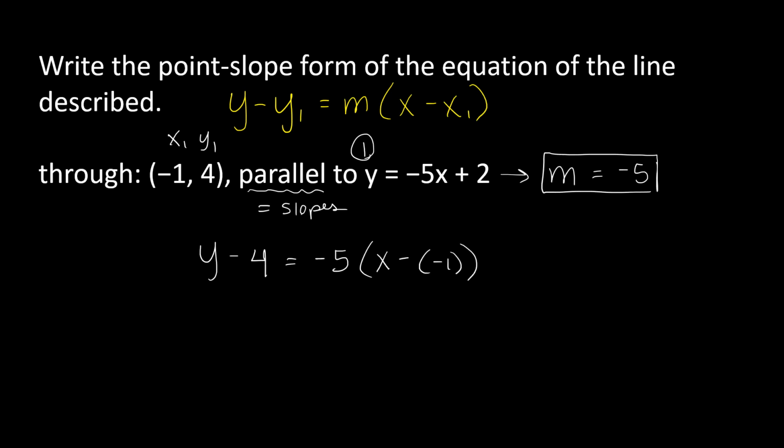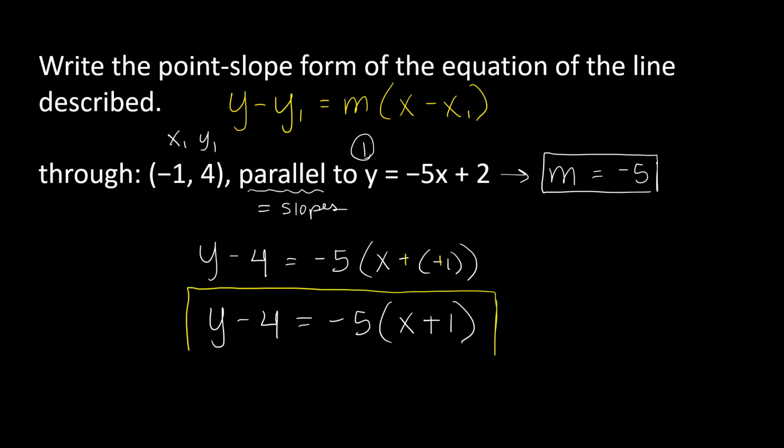So let's clean this up here. We have 2 negatives, so that becomes a positive. So our equation is going to be y minus 4 equals -5 times the quantity of x plus 1. And we're going to leave our equation in this form because the question said to write it in point-slope form. I see that this is the correct equation because I see here that my slope is the same here, and we know that parallel lines have equal slopes.